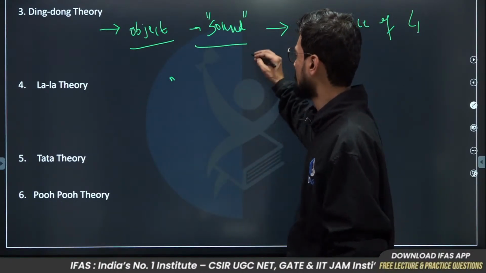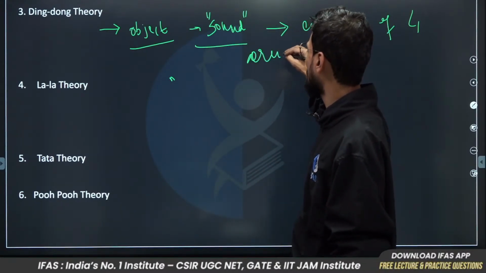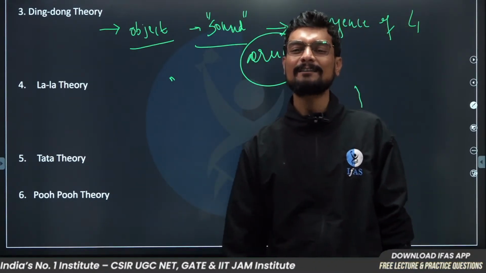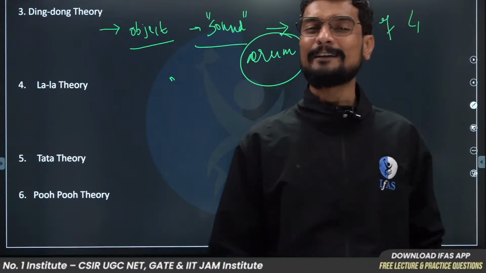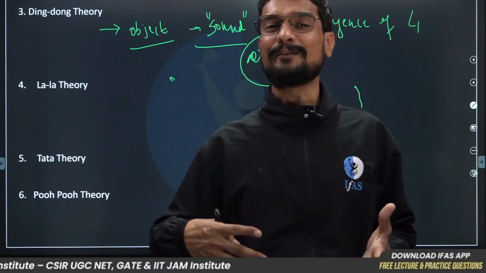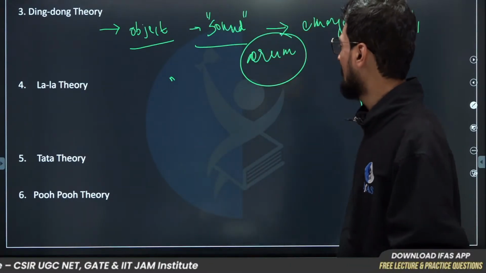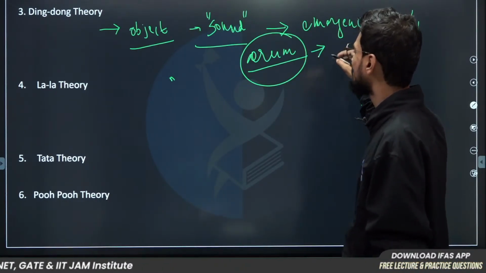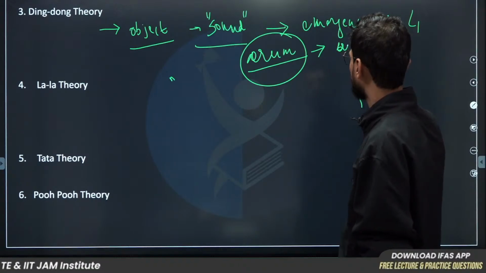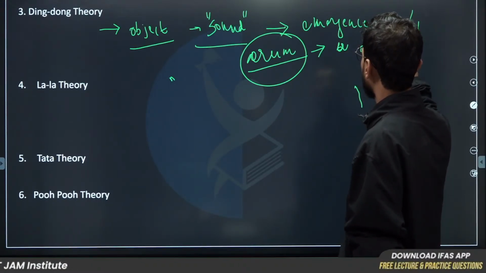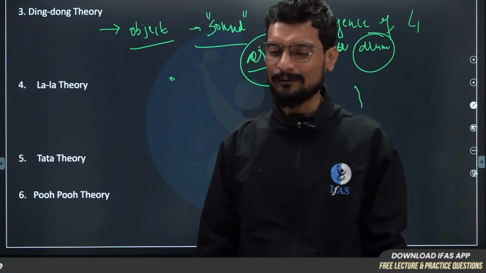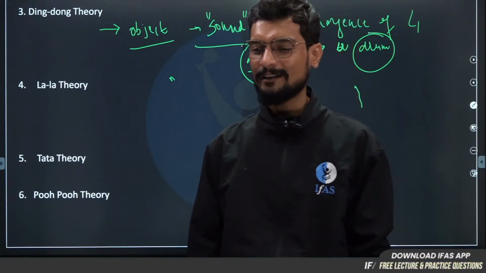For example, when you beat a drum, the kind of sound that it produces is very similar to the kind of word that is referred to in the English language. For example, he was beating the drum. Or when you say the bees were humming, this humming is a sound there.